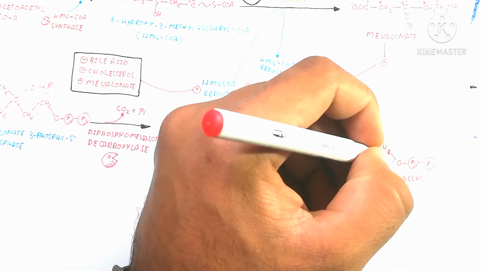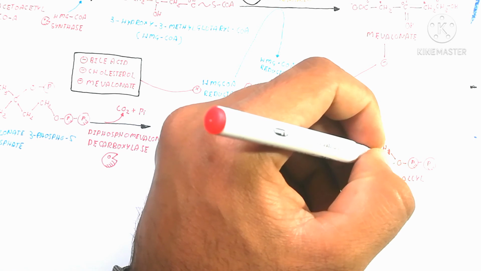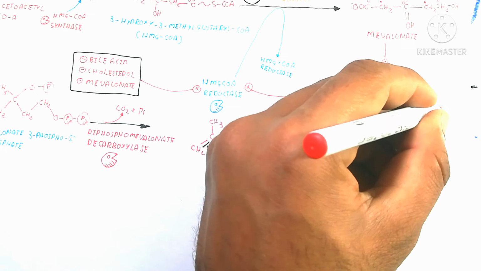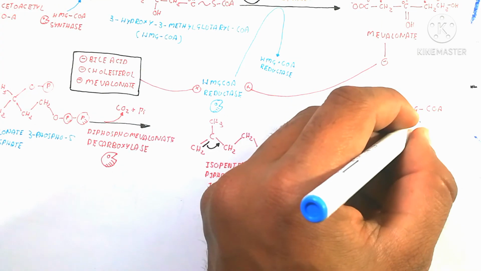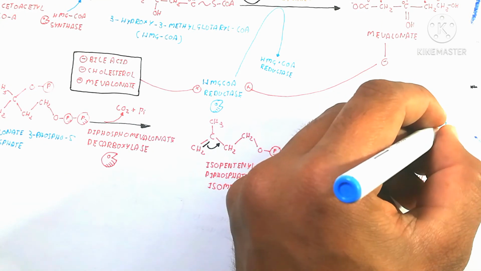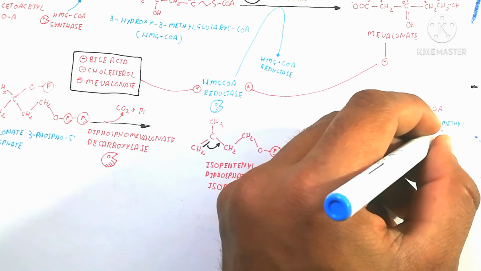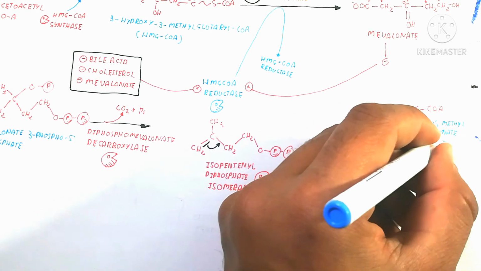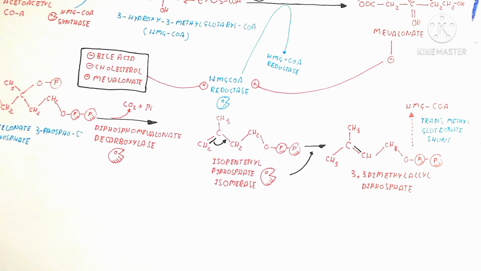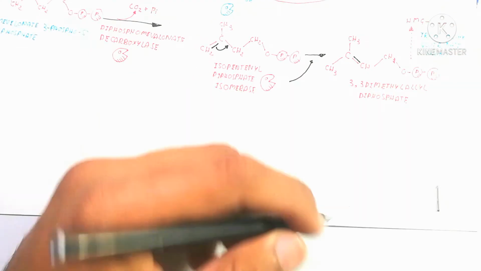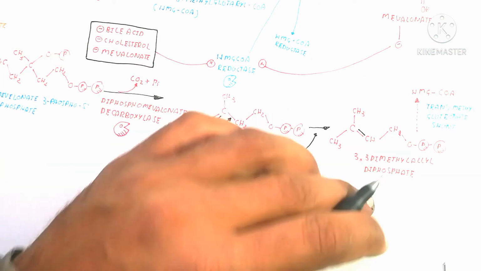So the 3,3-dimethylallyl diphosphate will be formed, and this is a very important compound. For example, the isopentenyl phosphate is further used also, and here the HMG-CoA will also be produced by the transmethylglutaconate shunt. It is known as the transmethylglutaconate shunt. We will not go into the details, so just remember that. It means the 3,3-dimethylallyl diphosphate can produce HMG-CoA.